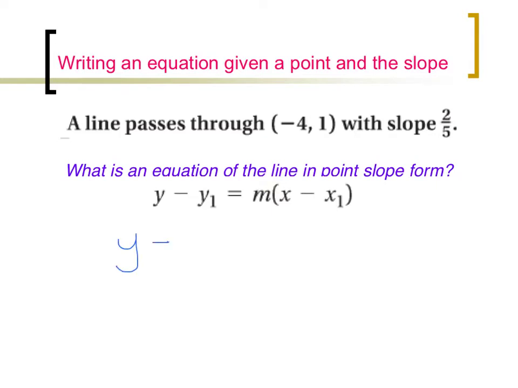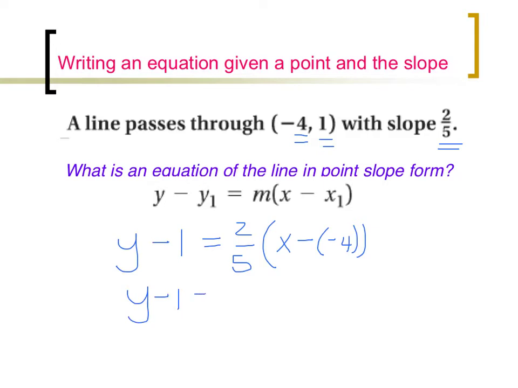Y minus, since my y1 is 1, it will equal my slope, which is 2/5, times x minus that x1, which is a -4. Now the only thing is, I don't want to leave this kind of messy, so I'm going to clean that up. I'll rewrite my equation as y minus 1 equals 2/5 times x plus 4. Okay, remember that a negative and a negative make that positive.